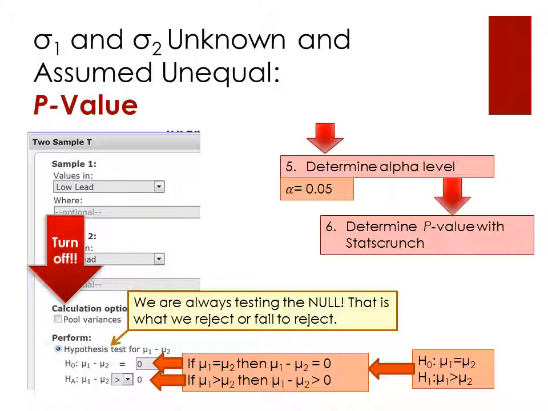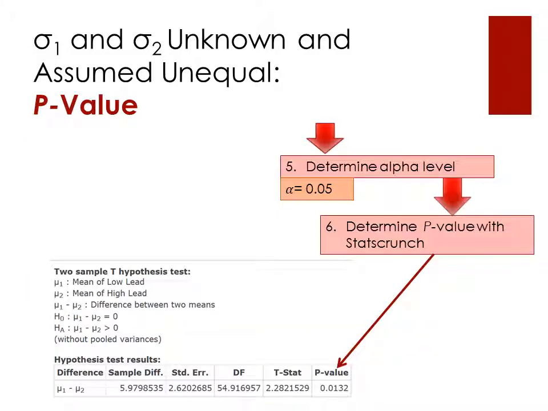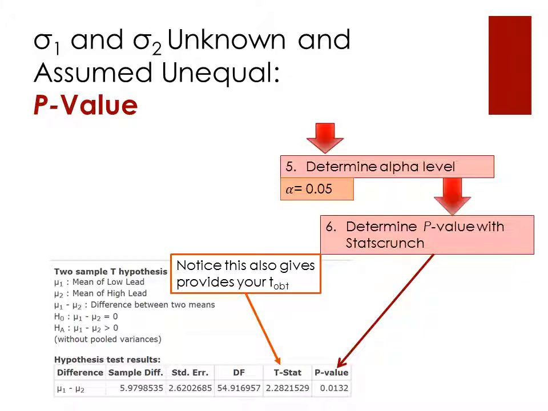And then once you have that all set, click calculate, and you should get something that looks like this. So your p-value here is going to be 0.0132. And notice it also gives you your t-stat value, your t obtained. So you can use this for solving the critical value approach as well.